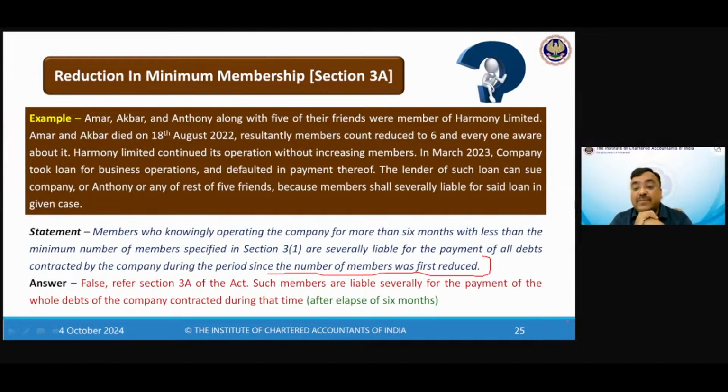Such members are liable severally for the payment of the whole debts of the company contracted during that time after elapse of 6 months. Clear? Please read once again. I am just giving 1 minute for this slide. Please read it once again. The concept will become clear. Please read once again.